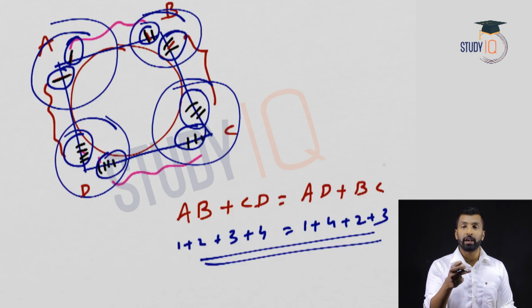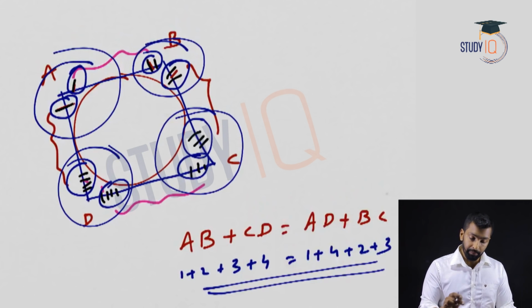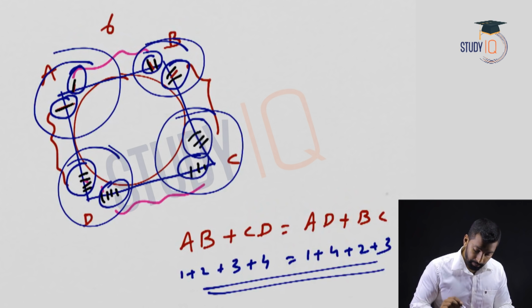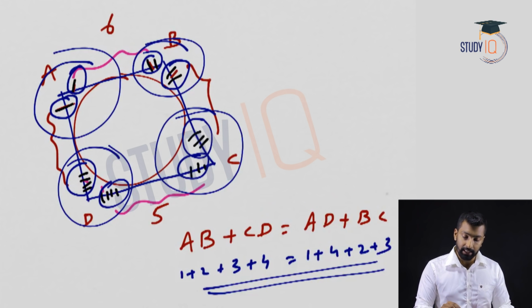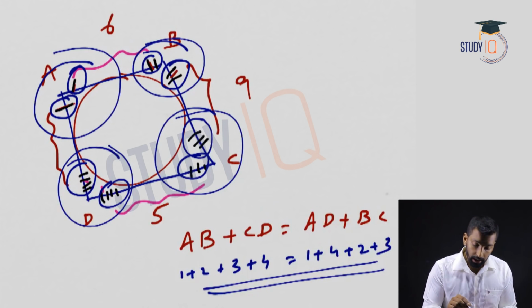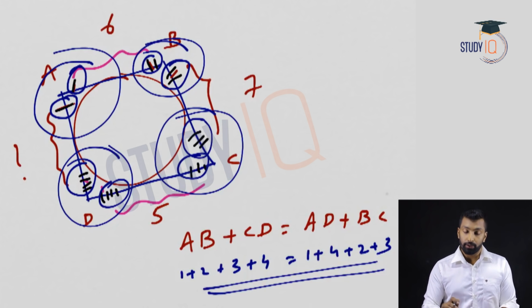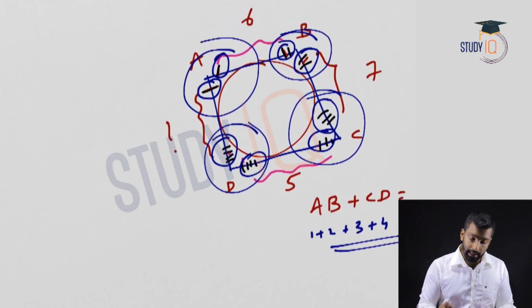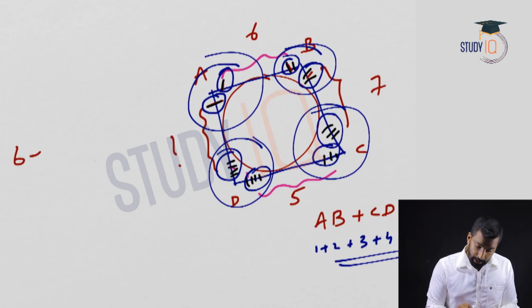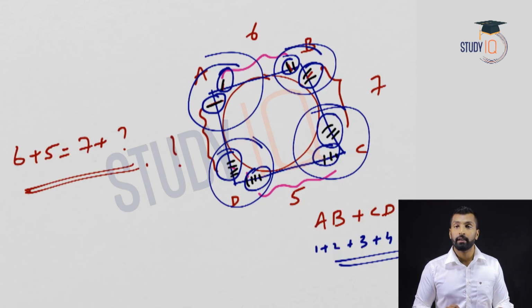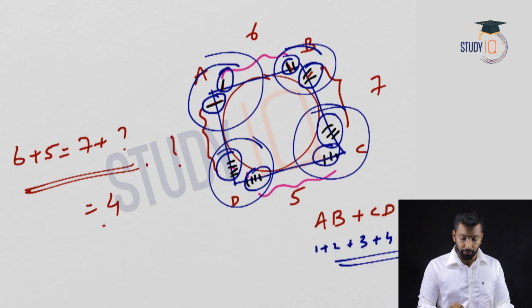And you won't believe it if I give you a question which was asked in CAT, right? See, this side was 6, this side was 5, this side was 9. Or let me put it as 7. So these three sides are given and I am asking you this side. So effectively what I am asking you is 6 plus 5 is equal to 7 plus what? This is the question. You will get the answer in seconds, that is 4.